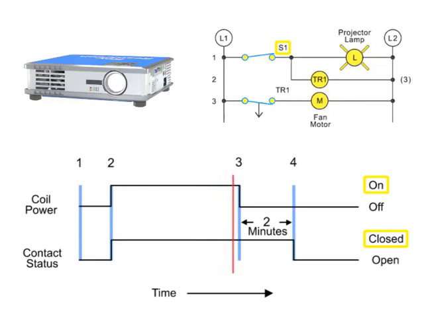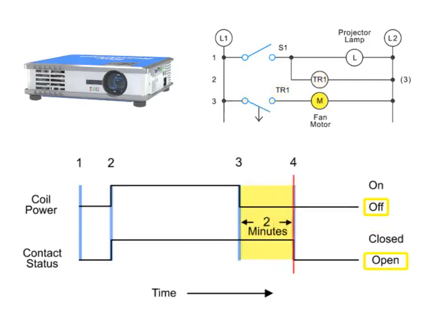When switch S1 is opened, the projector bulb turns off and power is removed from the timer. Contacts TR1 remain closed for a preset period of time and then open, causing the cooling fan to turn off. This off-delay timed open circuit is generally set to adequately cool the projector equipment before it shuts off.